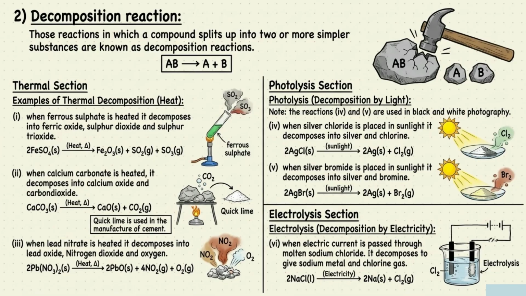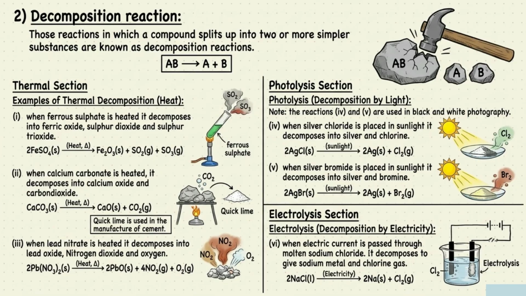Interesting. Yeah. Example 4, silver chloride placed in sunlight decomposes into silver metal and chlorine gas. 2AgCl solid, with the word sunlight over the arrow, yields 2Ag solid plus Cl2 gas. Example 5, silver bromide in sunlight does the same thing. 2AgBr solid with sunlight yields 2Ag solid plus Br2 gas.